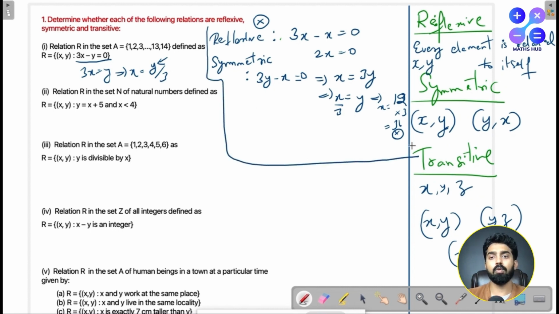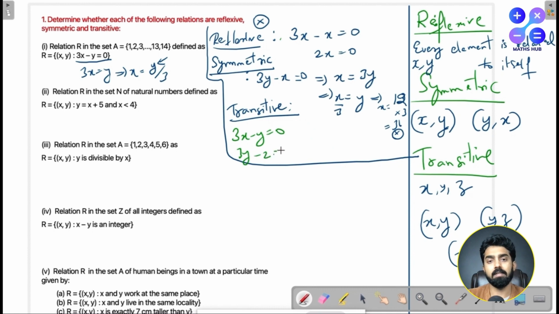So to prove that, what you could do is take 3x minus y is 0 and 3y minus z is 0, right? What do you get here? You get x equals y by 3, correct? And you get y equals z by 3, which means x would be equal to, if you replace y here, z by 3 by 3, it's z by 9. So which means 9x minus z is 0.